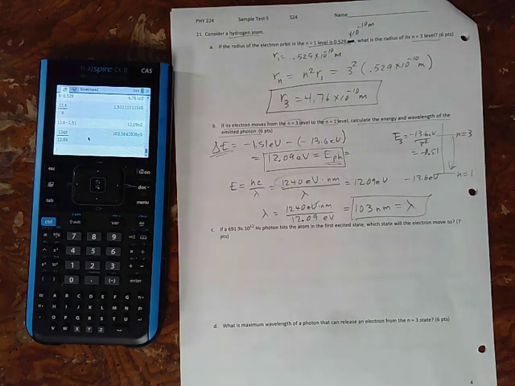Double check my calculator work and my math here. 103, yes. Okay.